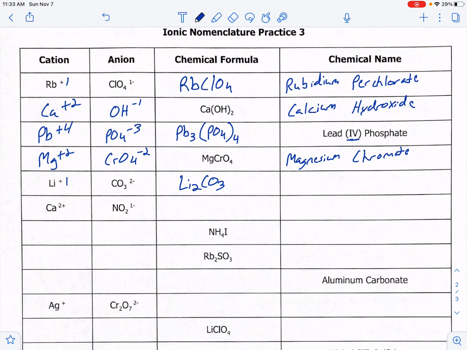Okay, so lithium is in group 1, meaning it does not need a Roman numeral. So you're just going to write out lithium. And then CO3 is carbonate.